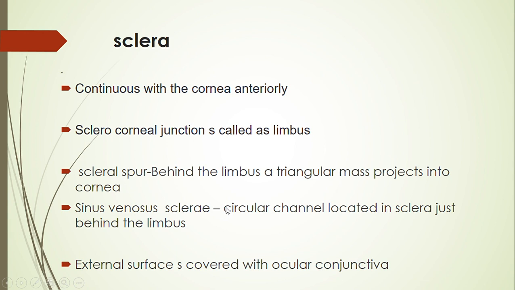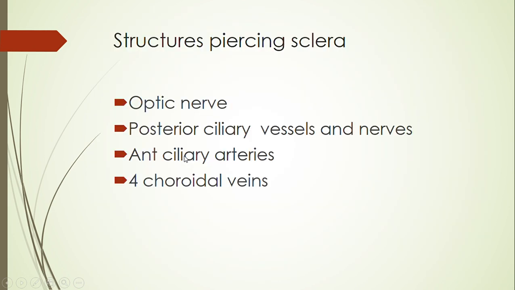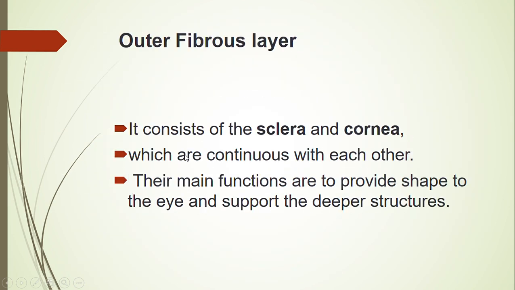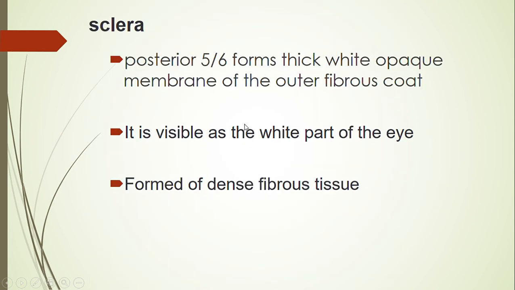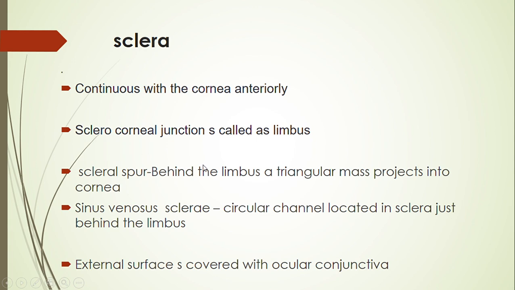The sclera is continuous anteriorly with the cornea. The sclerocorneal junction is well marked externally, and it is called the limbus.